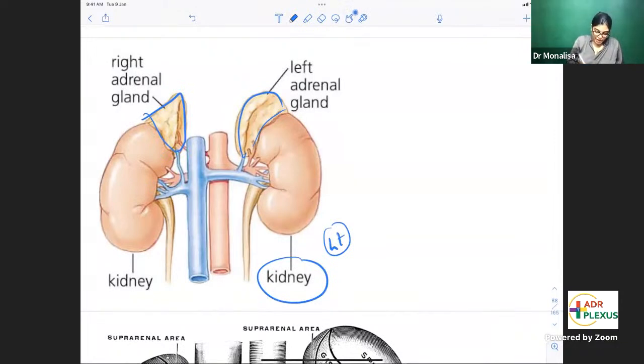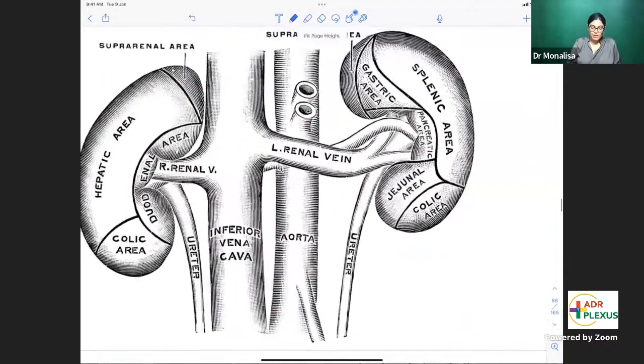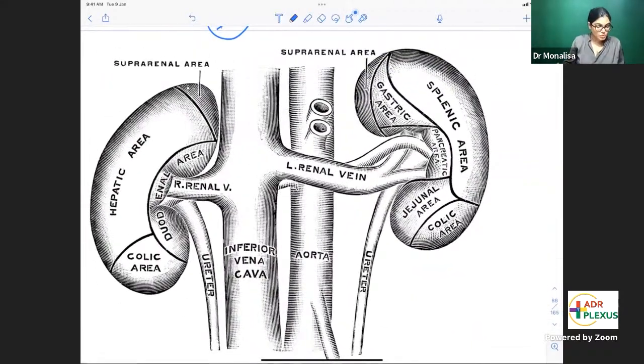Also, the inferior vena cava will be near the right kidney. Inferior vena cava is nearer to the right kidney as compared to the left one. Now, I would like to show you a schematic diagram where you can appreciate the relations. So yes, the adrenal is semilunar on the left-hand side.